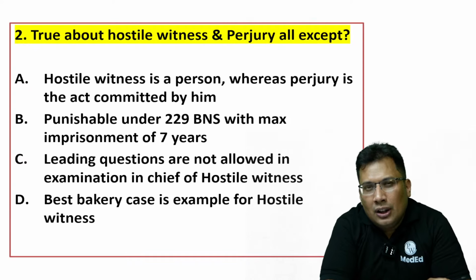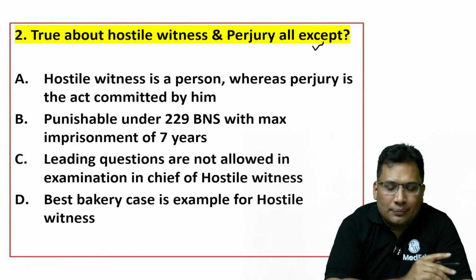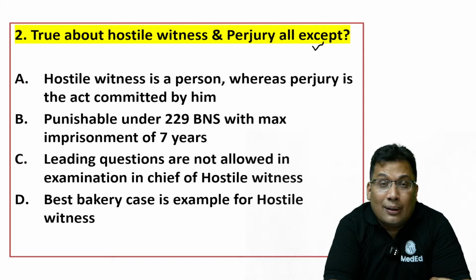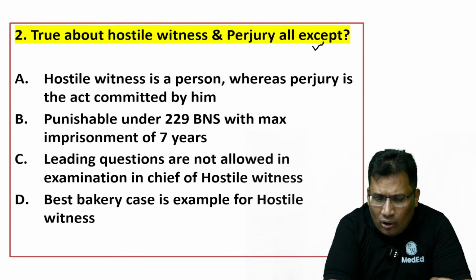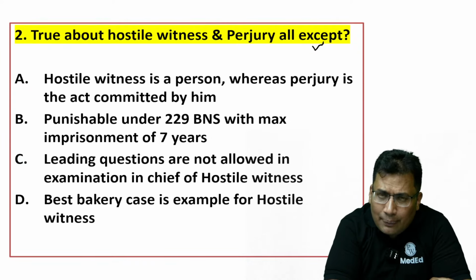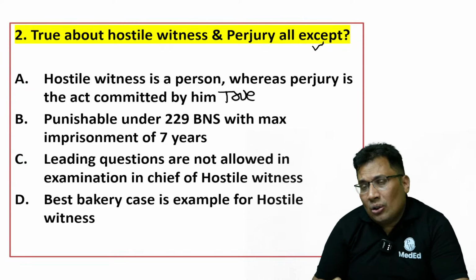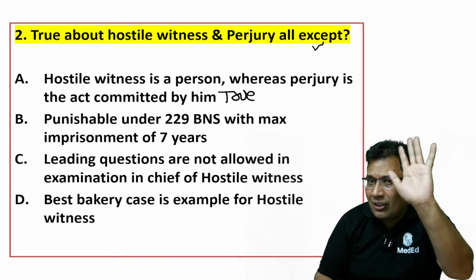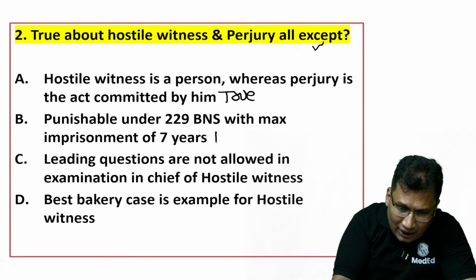Second question: true about hostile witness and perjury. Option A, except लिखा है, ठीक है? Hostile witness is a person, whereas perjury is an act committed by him. That is a true statement. Hostile means a person, a human being. Perjury can be a document also, a person also. Punishable under 229, वो भी ठीक है, सही है, true है.